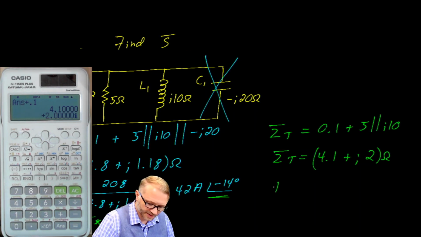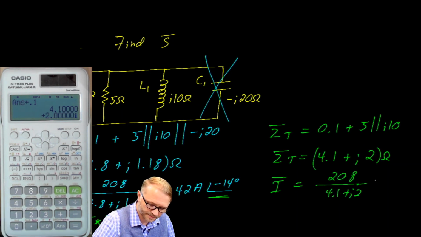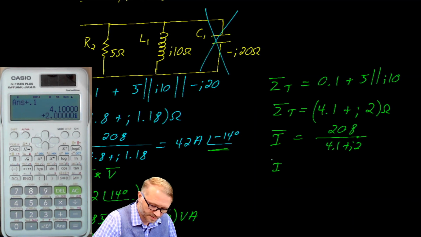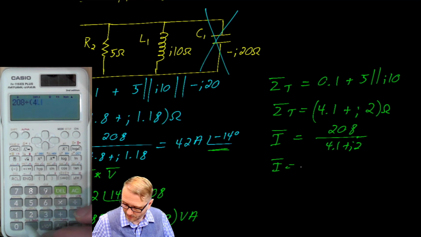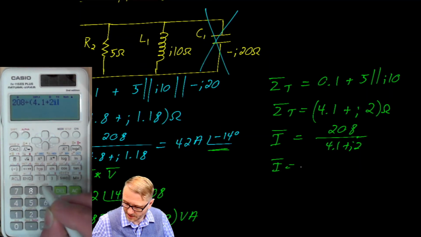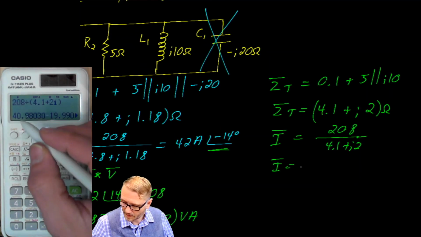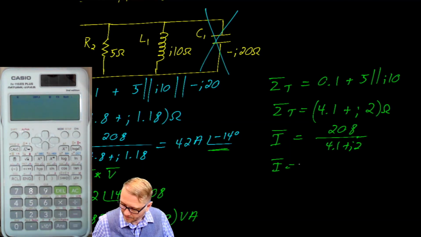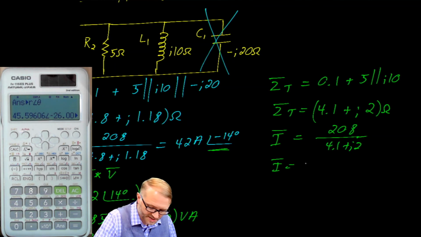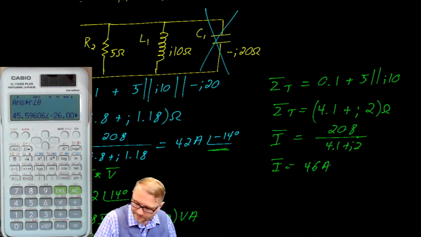From there, you can calculate the current. So the current is 208 over 4.1 plus j2. 208 divided by (4.1 plus 2j) gives you, and we want that in polar form, 46 amps and a phase angle of negative 26 degrees.